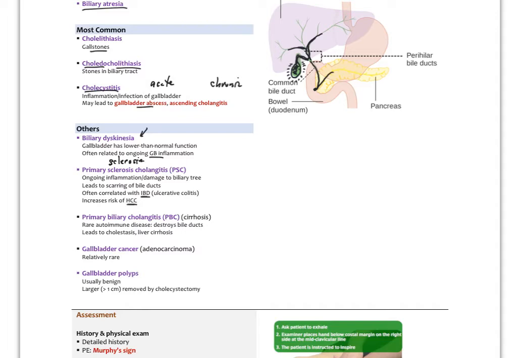Sclerosing, I think my autocorrect did that. Primary sclerosing cholangitis and primary biliary cholangitis. Okay, and then gallbladder cancer.